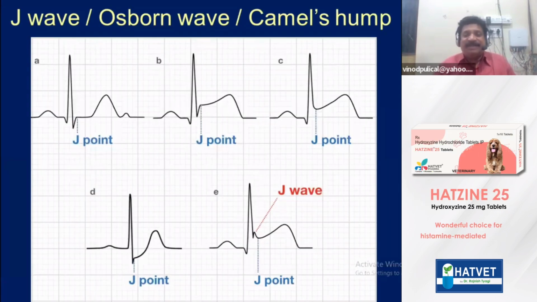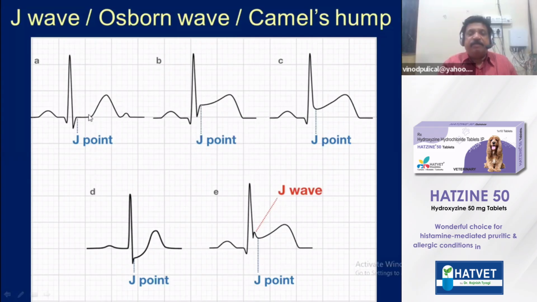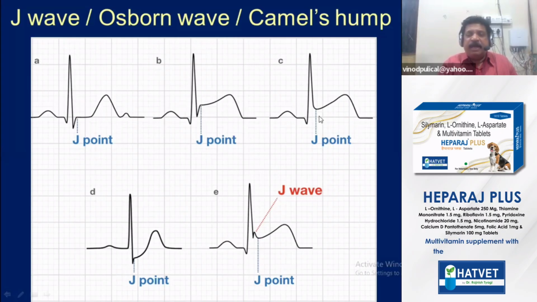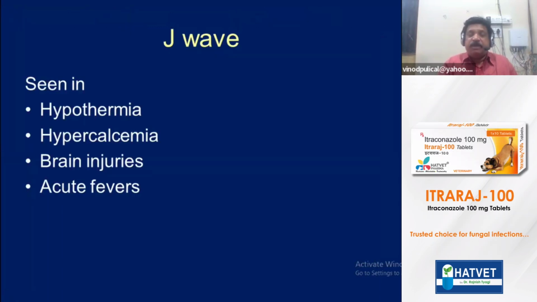Then we have to say something about the J wave, or the Osborne wave, or the camel's hump. The J point is actually in between the S wave and the ST baseline. See, the J point is seen here. These are all normal J points. It can be elevated, can be depressed, and sometimes the J wave itself can form. That is known as a J wave, or the Osborne wave, or a camel's hump.